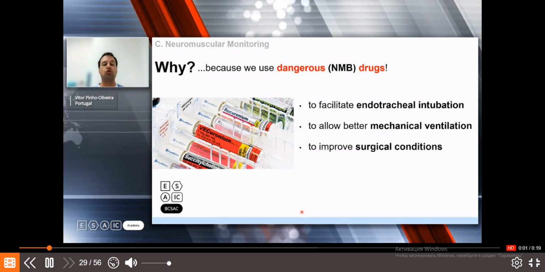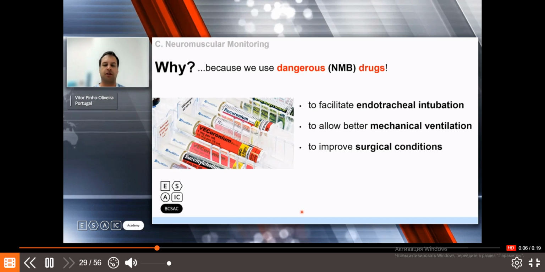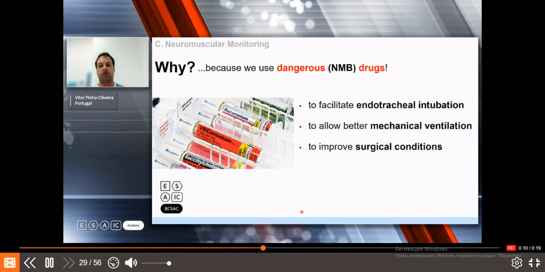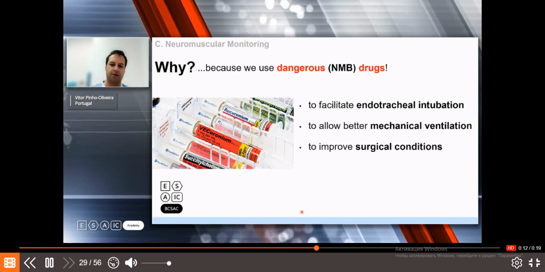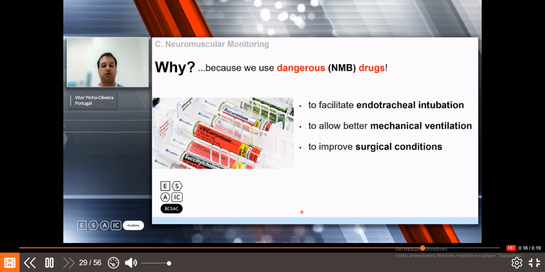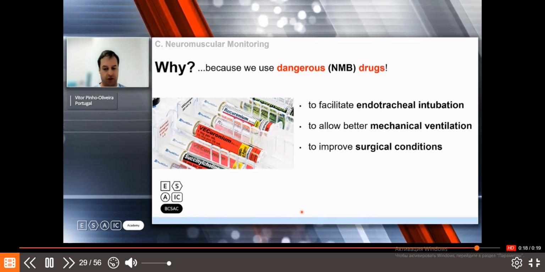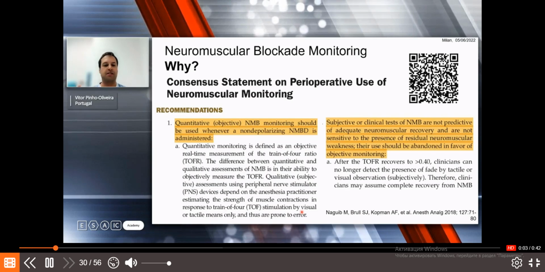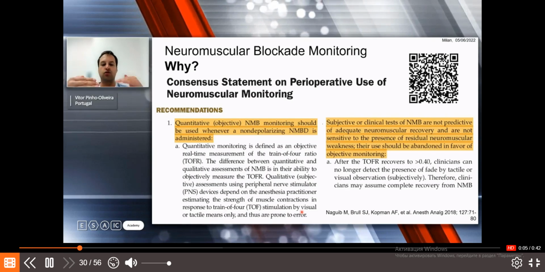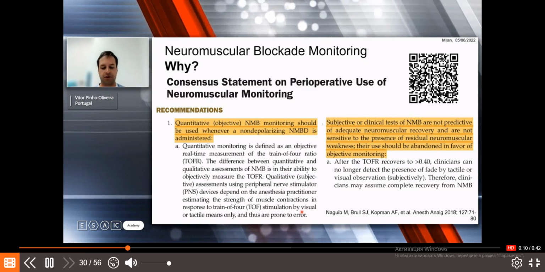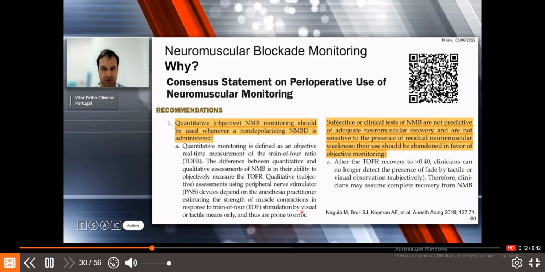So why should we monitor our patients? Because we use very dangerous drugs. We use them to facilitate endotracheal intubation. We use them to allow better mechanical ventilation. We use them to improve surgical conditions, but these are dangerous drugs. And the consensus is increasing. There's a huge increased consensus on the need of monitoring these dangerous drugs that we use.